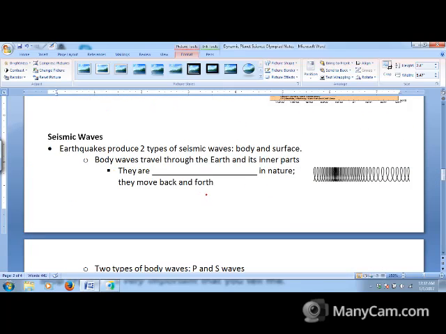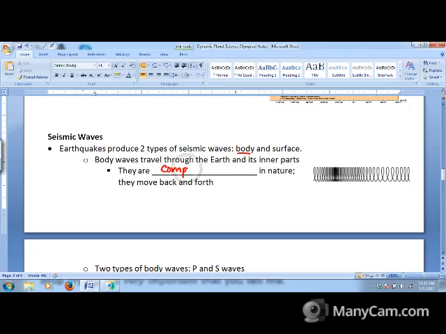Let's talk about the actual waves that form, and you can kind of think of it as throwing a rock into a pond and watching all those ripples. However, they don't go in every single direction, they only go on the surface. Seismic waves go in all directions, especially the body waves, and when it originates from the focus, body waves are the first to get produced. So body waves travel through the earth and the inner parts. They are compressional in nature, which means kind of like a slinky. They have areas where they're really close together, and then they push other areas farther apart. They move back and forth like a slinky.